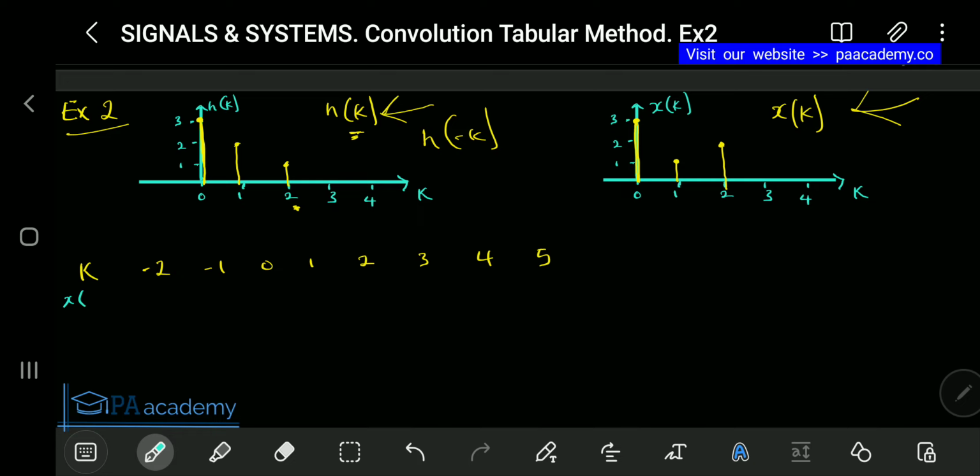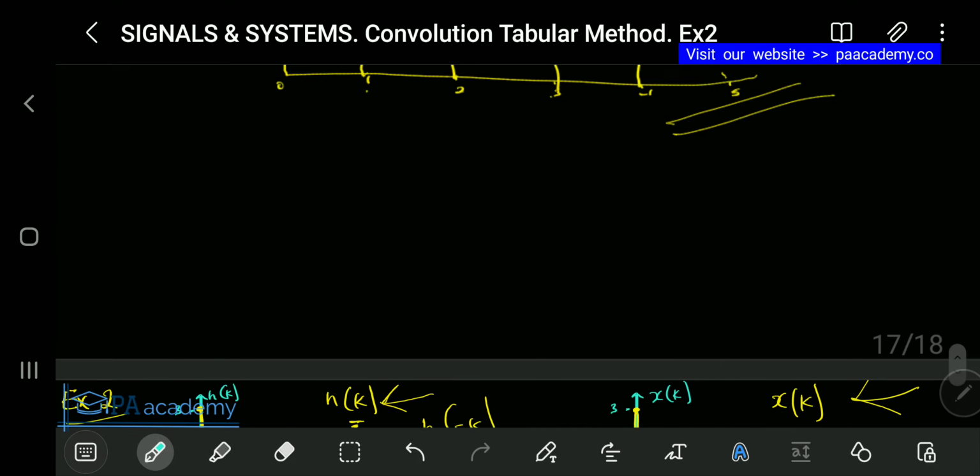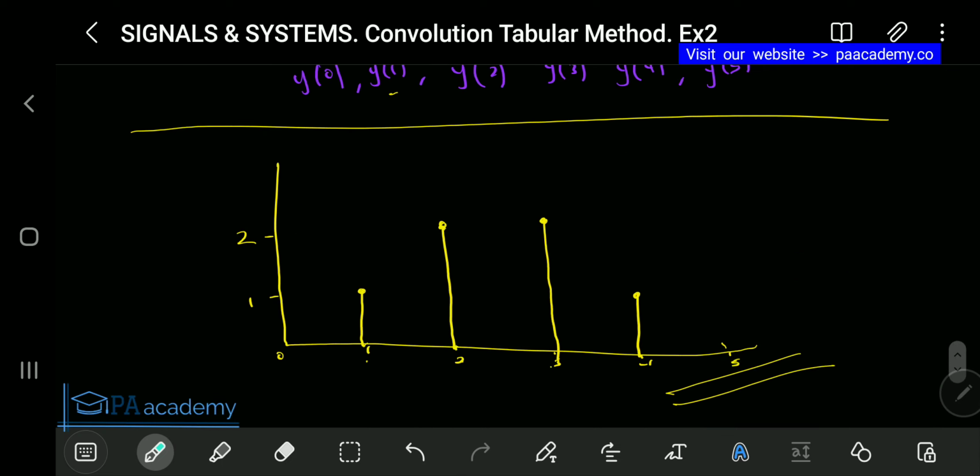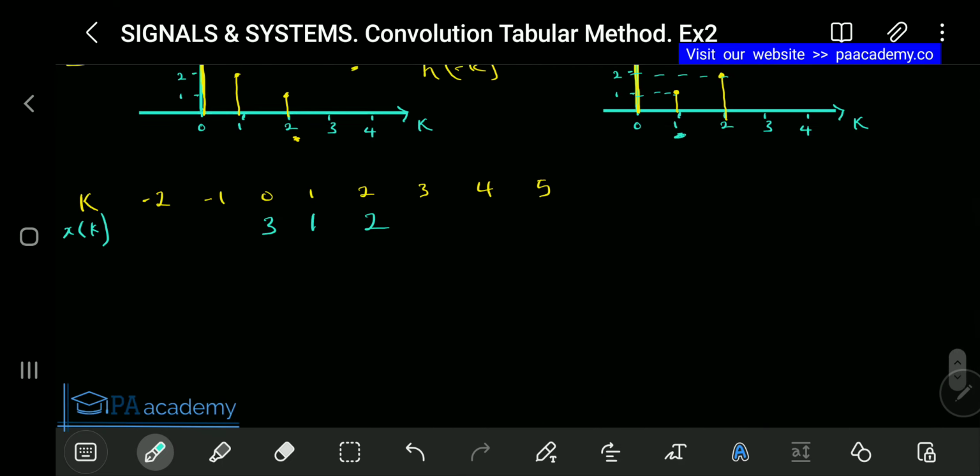So for our x of k, you can see at 0 we have an amplitude of 3. When k is 1, the amplitude is 1, and when it is 2, the amplitude is 2. So that's 3, 1, 2. That's what I was saying: unlike example 1, where we had just 1, 1, 1, this time around we have another example where our x of k has 3, 1, 2, a different amplitude.